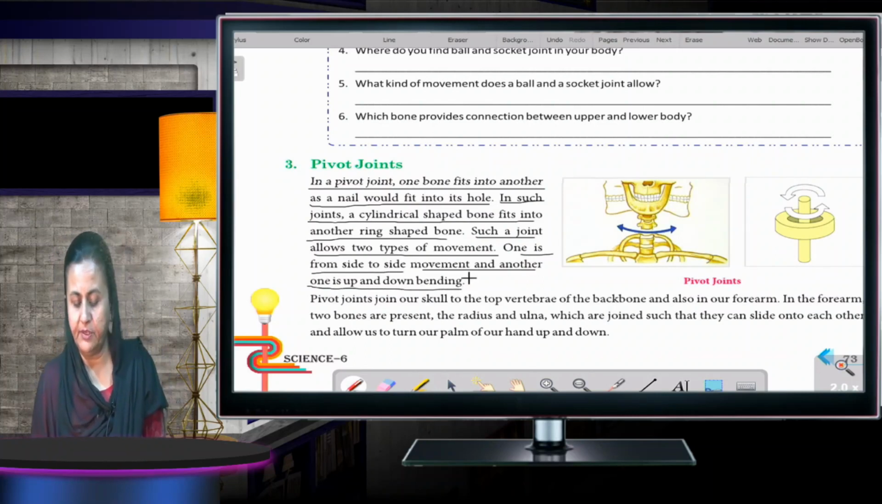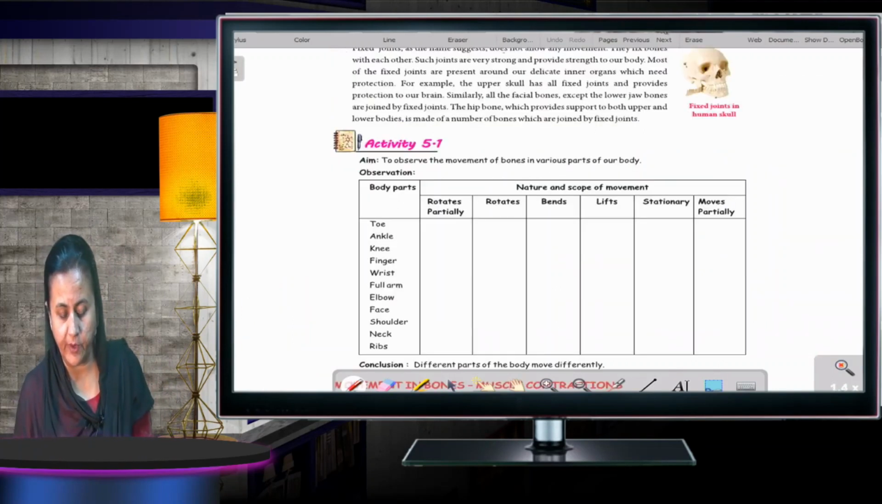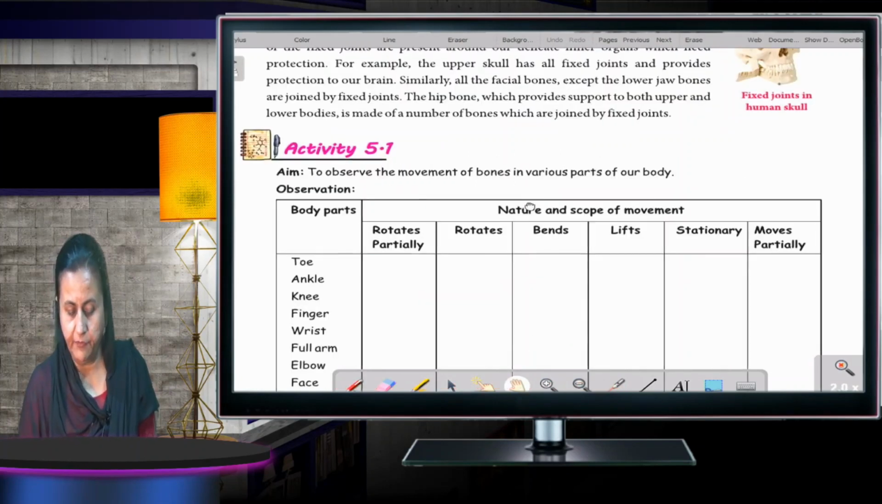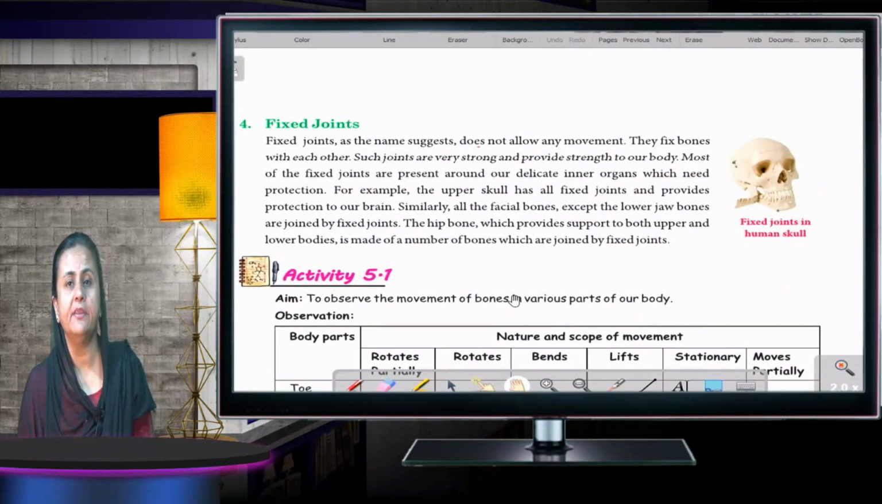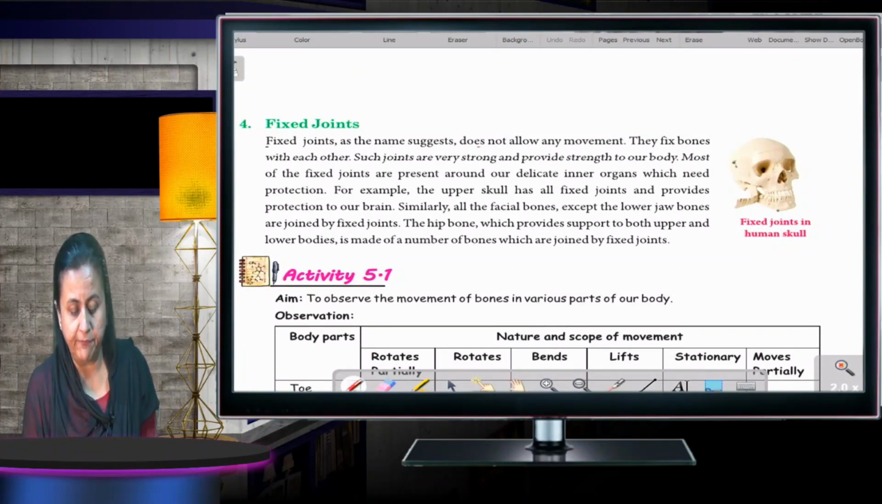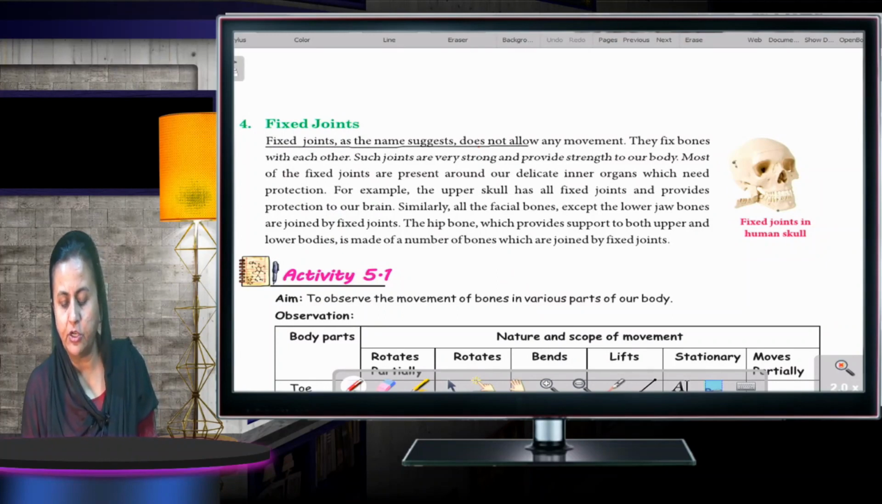Now we are going to move to the fourth one, that is fixed joint. As the name suggests, the joints are all fixed, they do not move. Fixed joints do not allow any movement. They fix bones with each other. Such joints are very strong and provide strength to the body. Most of the fixed joints are present around the delicate inner organs which need protection. For example, the upper skull has fixed joints and provides protection to the brain.